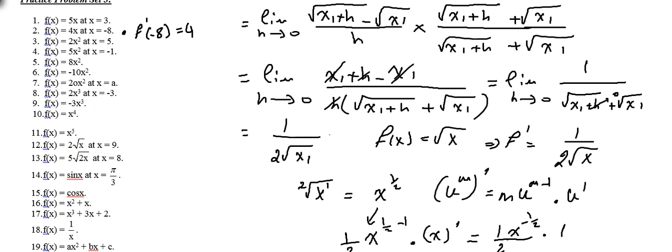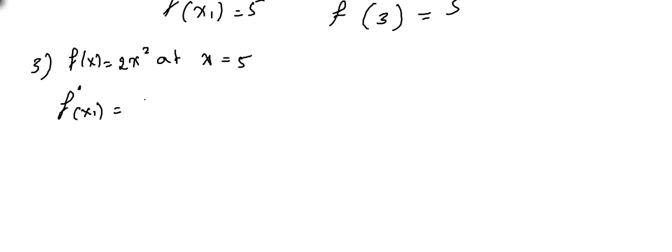Number 3, f of x equal 2x squared, and we need it at x equal 5. This one will differ, because it's not the equation of a straight line. The slope will differ from point to point, right? Let's say f prime of x1 equals the limit as h tends to 0 of f of x1 plus h minus f of x1 over h.